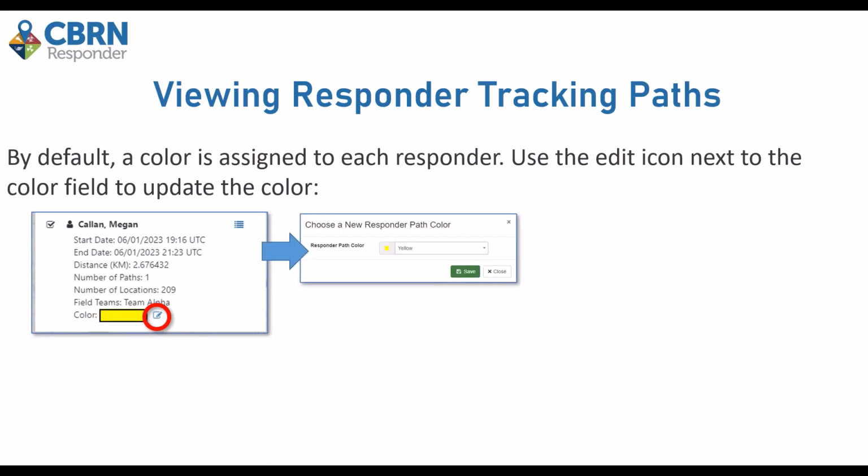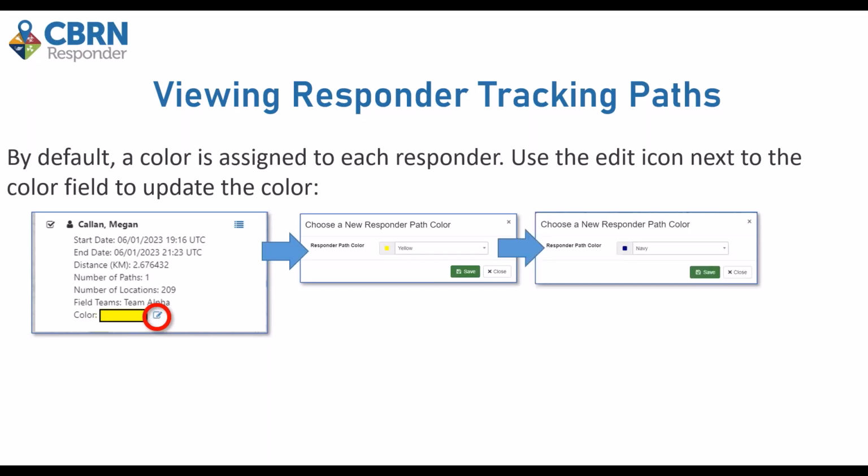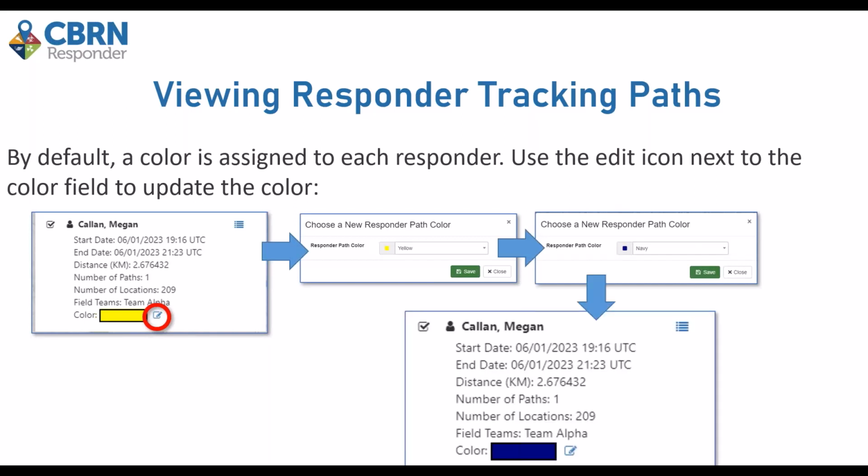Once you select the edit icon, you will see the responder path color, and it'll be a drop-down with a few dozen color options. So here I updated it to navy. And once I save that, I can see that the color has been updated, and therefore the tracking paths when displayed will now be a navy color.